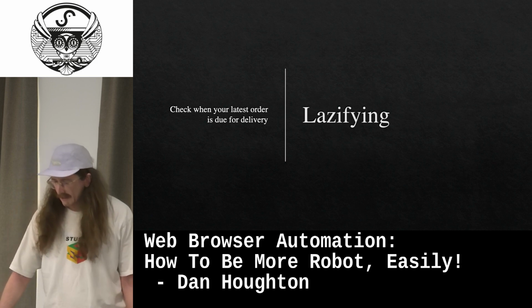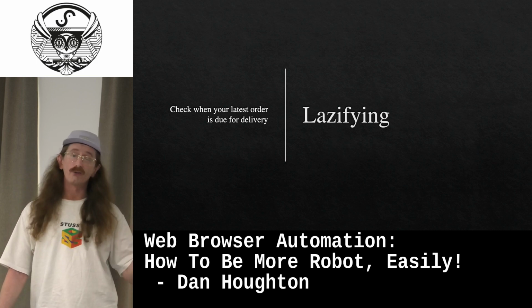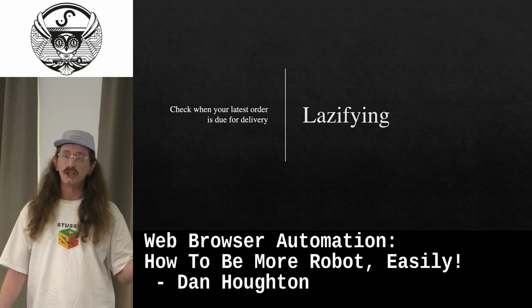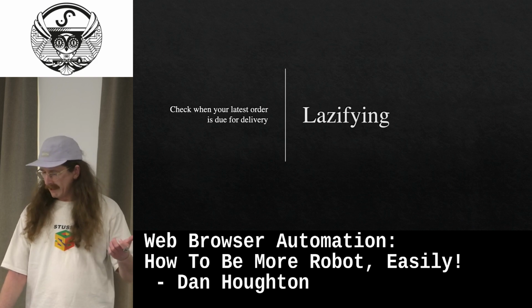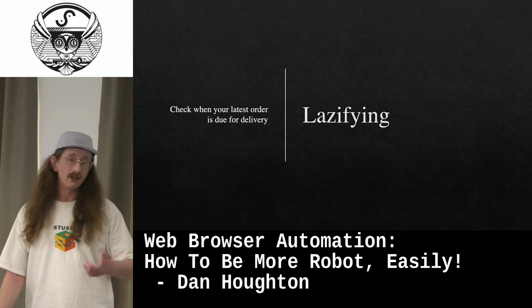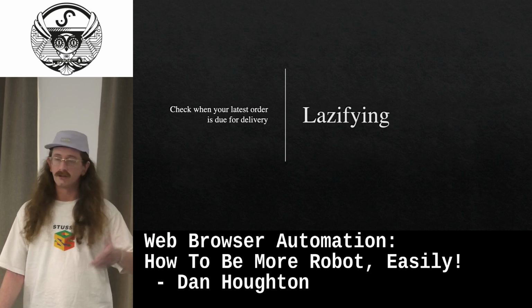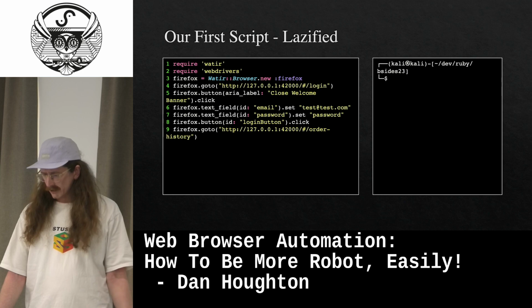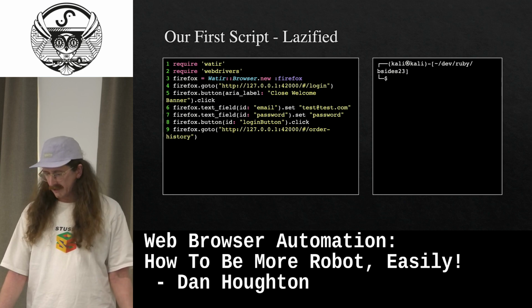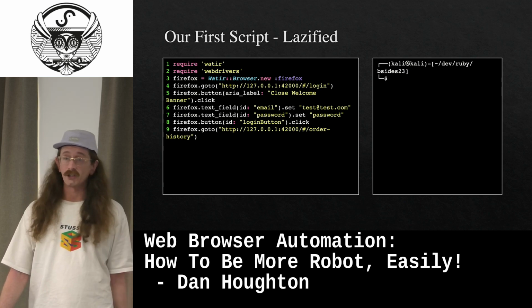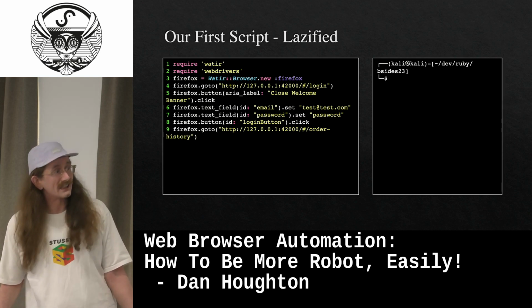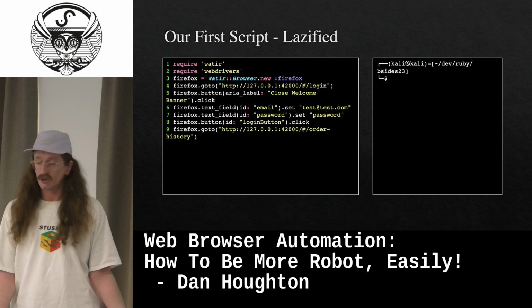So the challenge we set is, say that you order a lot of juice from the OWASP Juice Shop, and you want to know when your latest order is due for delivery. This one's going to be a little bit more complicated, but again, we can break it down conceptually and build the script around that. So we start with, again, lines 1 to 8, which is literally just our login script that we've already built. Line 9 takes us to our order history page.